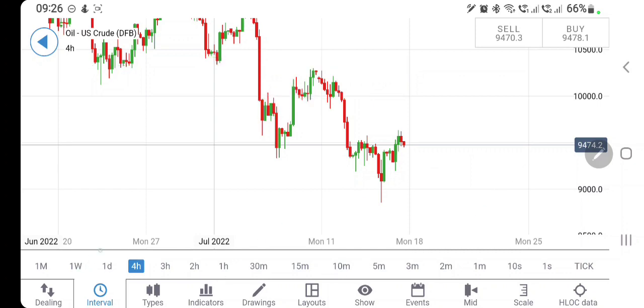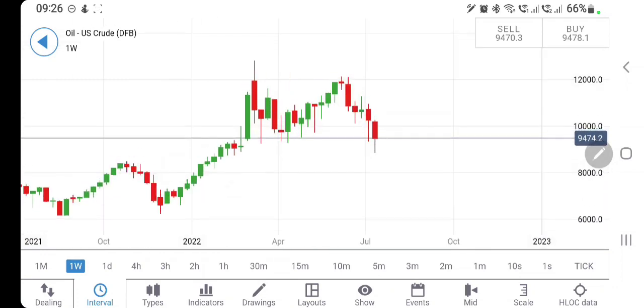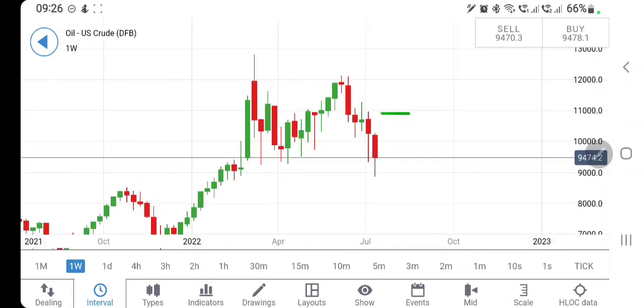And yes, now let's have a look at the weekly charts. On the weekly charts, see this, there is a resemblance on the last two candles.